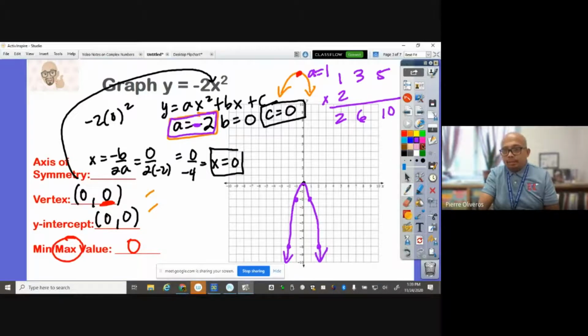Then I will just connect all the points, and that's my graph. Don't forget that the axis of symmetry is x equals 0, which in this case is the line that crosses the vertex there.